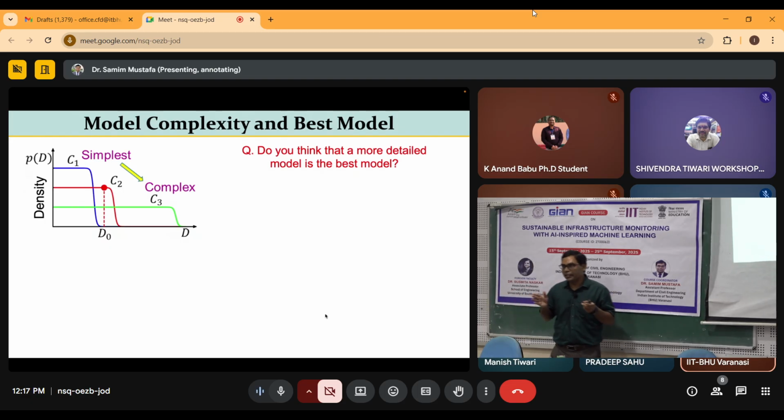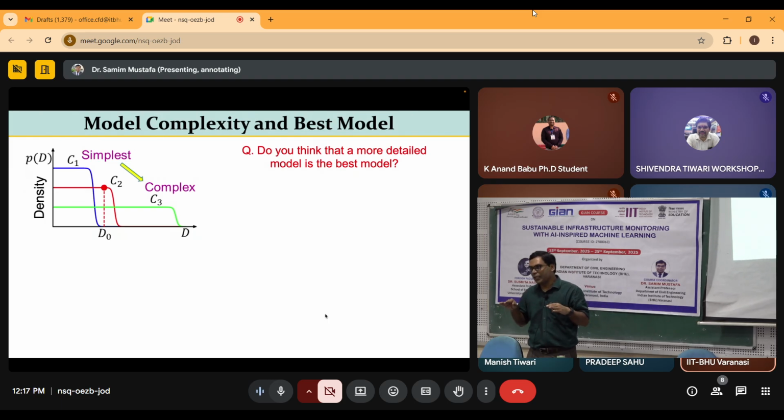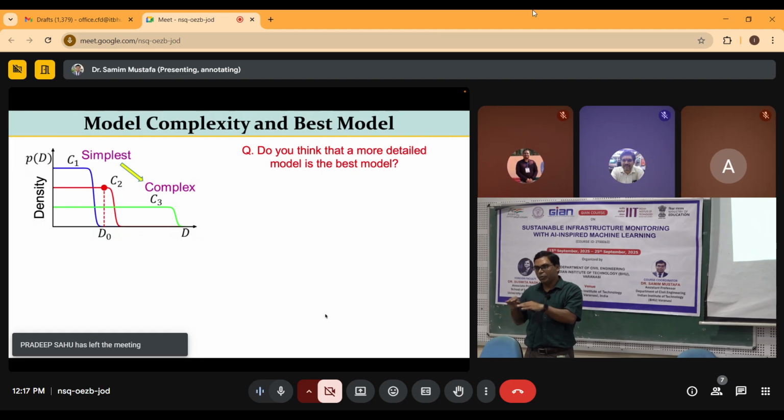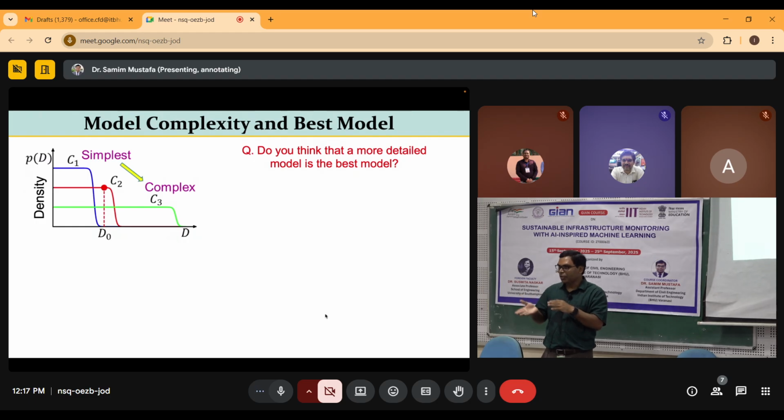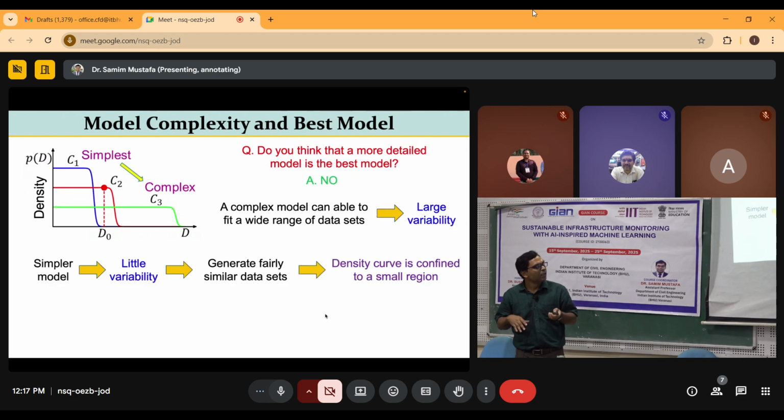So remember that it is not necessarily true that a more detailed model is the best fitted model for a particular data set. You have to rely on the data set first, what data set you want to fit, and based on that you choose a model wisely. That process is called model class selection using Bayesian. We will not discuss model class selection today. We will discuss only parameter identification or updating.